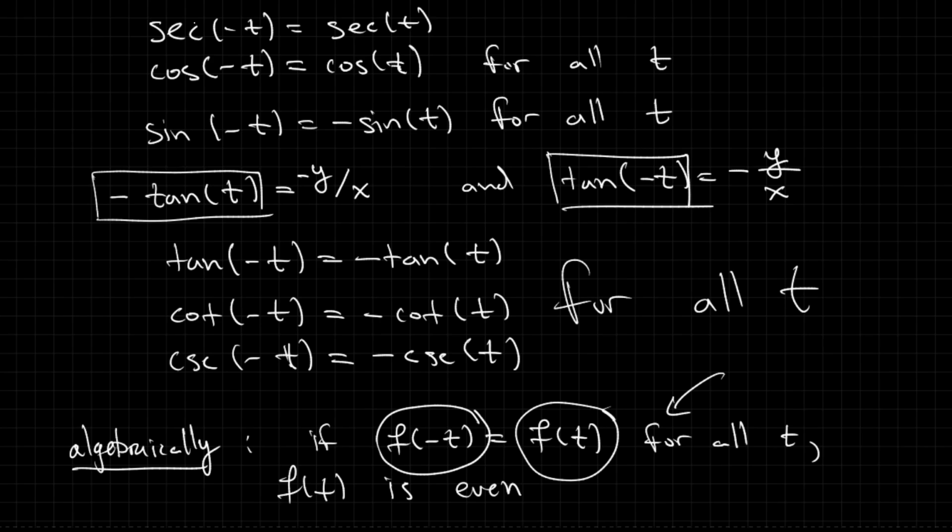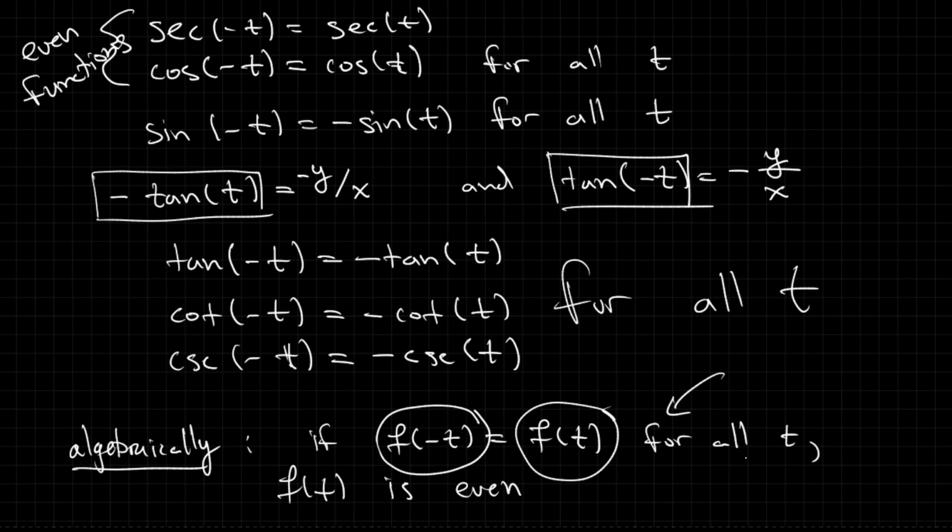So secant of minus t is secant of t, and cosine of minus t is cosine of t. So in other words, these are even functions. We'll see later that their graphs are symmetric about the y-axis.